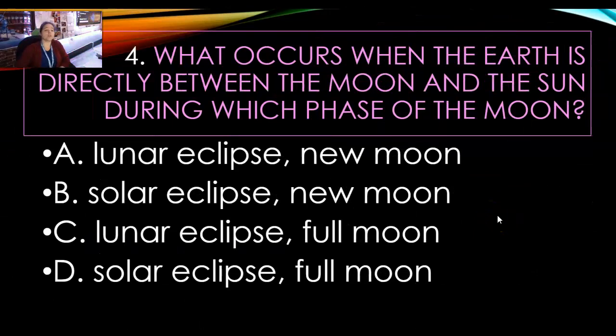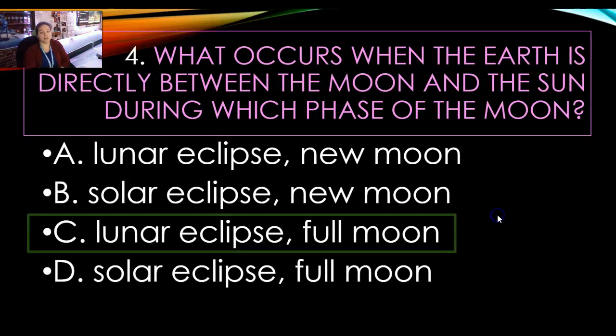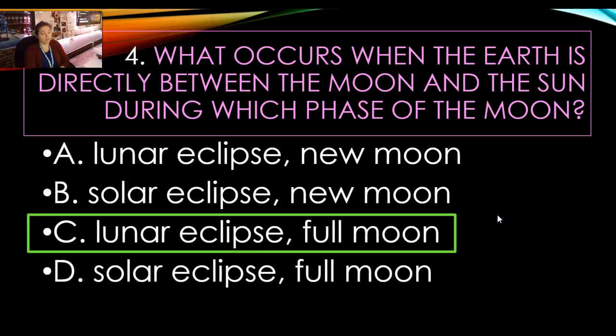What occurs when the earth is directly between the moon and the sun, and during which phase of the moon? Is it a lunar eclipse and a new moon, a solar eclipse and a new moon, a lunar eclipse and the full moon, or a solar eclipse and the full moon? This is when the Earth is between the moon and the sun. This is the lunar eclipse during a full moon.